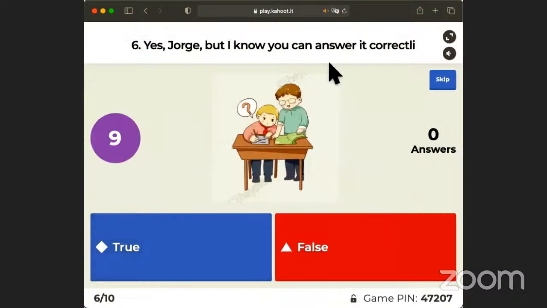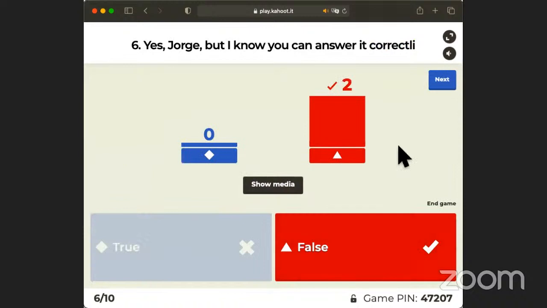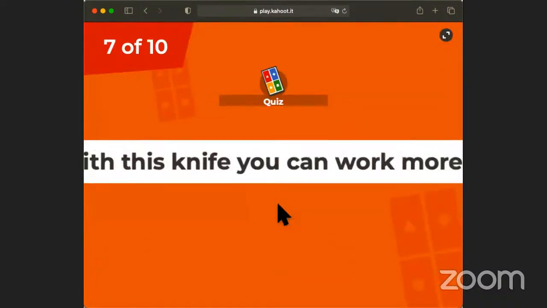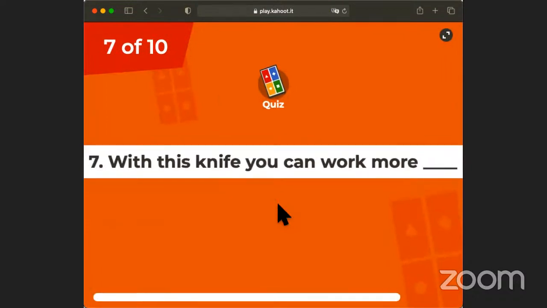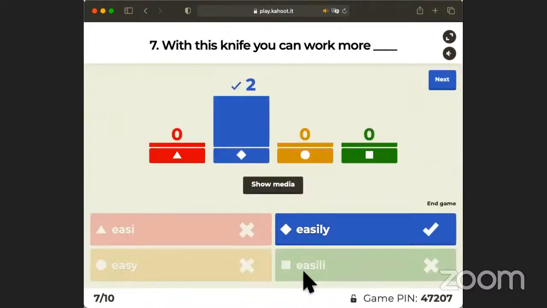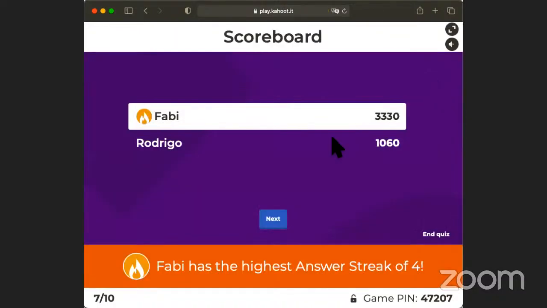Let's see what's going on, Rodrigo. Yes, Jorge, but I know you can answer it correctly. Is this sentence, especially this word, correct or incorrect? Correct, true, incorrect, false. False. No, that's not how we write it correctly. It has a Y at the end, no? Next one. With this knife, you can work more easily. All right. A Y, right? Next.